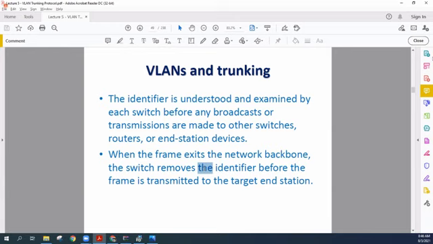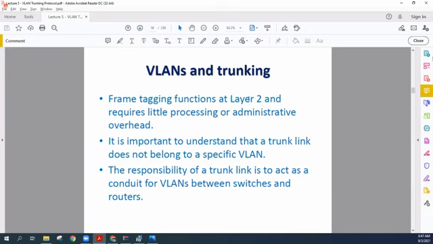Once the destination switch receives the frame, the frame is already tagged. That tag is used to find out the particular VLAN. Once the particular VLAN is identified, remove the tag and put the frame forward to that VLAN. Frame tagging functions at layer 2 and requires little processing or administration overhead. Obviously, adding and removing the tag is extra work.